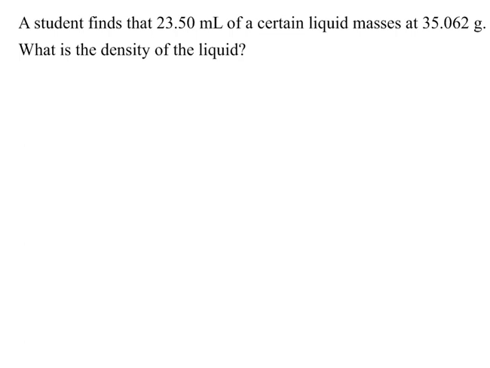All right, so a student finds that 23.50 milliliters of a certain liquid masses at 35.062 grams. What is the density of that liquid? So if I was to write out my little circle thing, right? Here it is. And I know density, volume, mass. I'm trying to solve for density, so I'm going to cover up density, and I have mass over volume. So density is equal to mass over volume.